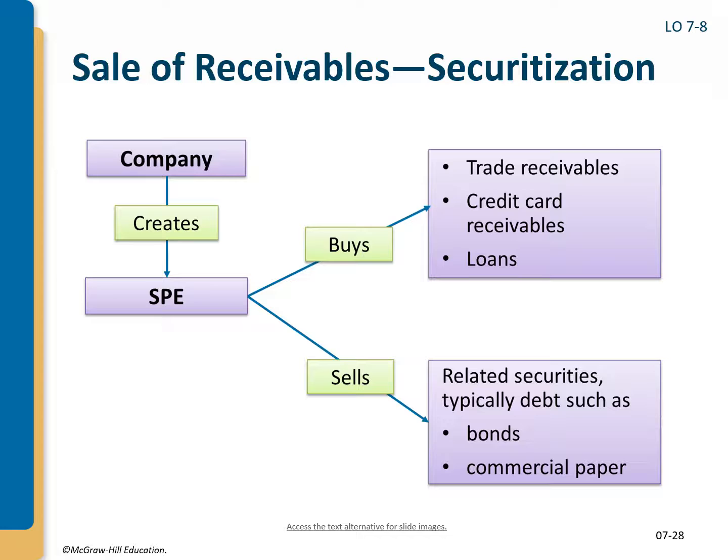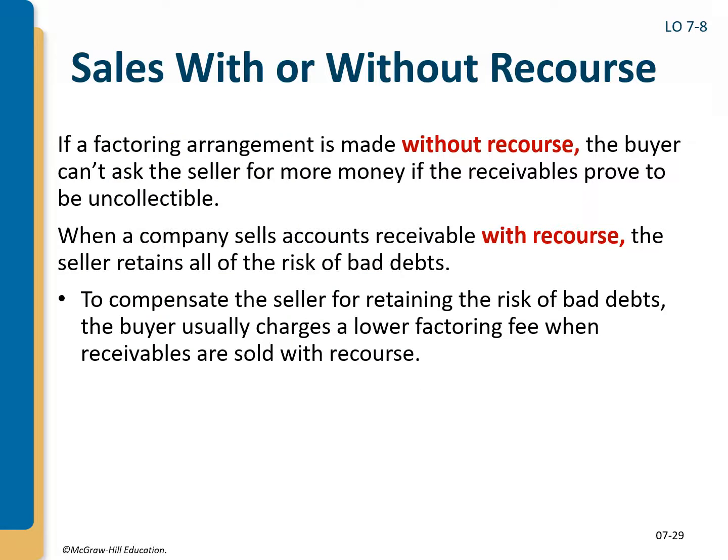Okay, this is getting beyond us. Here we go. Sales with or without recourse. This is what I wanted to go into. When a company sells their accounts receivable, they could either sell them without recourse. What does this mean to them? The buyer cannot come back at the seller for uncollectible receivables.